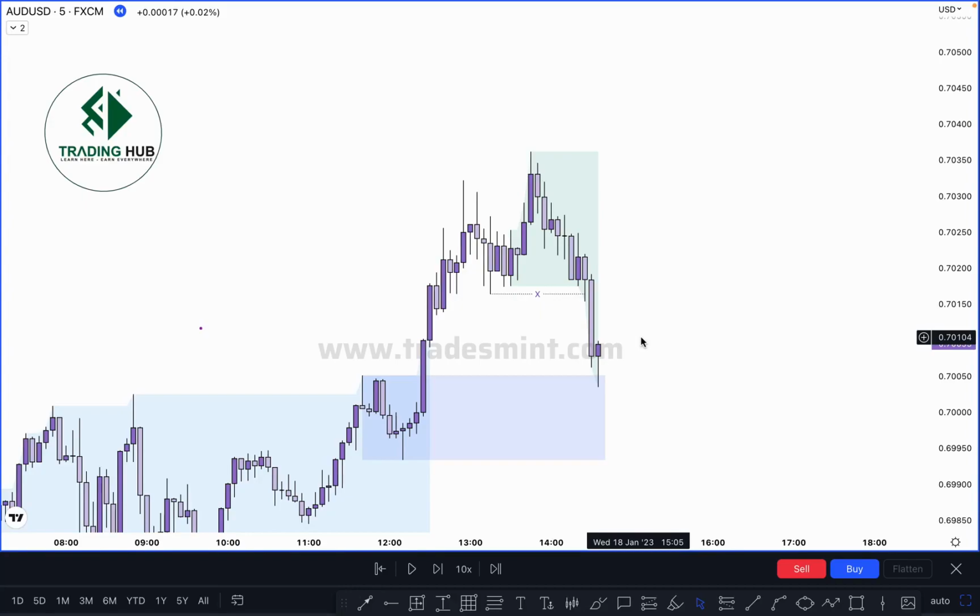Very rare case you will see a CHoCH in a lower time frame in a 1 minute if you are using 5 minute as a higher time frame, but if you are using 15 minute as a higher time frame, then most of the time you will see a CHoCH in a 1 minute confirmation, right? So let's see what happened next here.